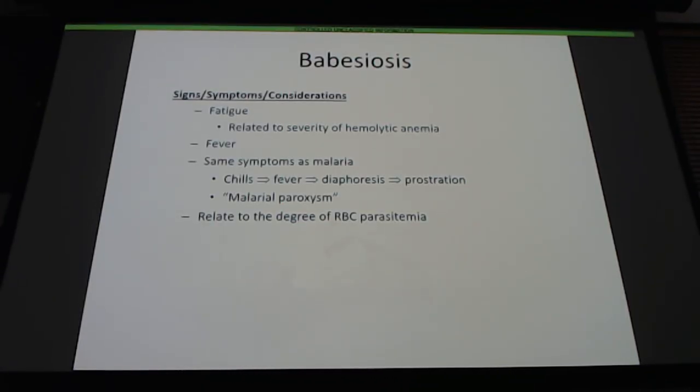All right, so symptoms: fatigue related to severity of hemolytic anemia. Depending upon how many red blood cells are ruptured, you may end up with fever, chills, diaphoresis, prostration. And that's based on the parasitemia, how many red blood cells are actually affected. You guys remember what prostration is? That just refers to a state of being extremely weak or exhausted. That's all that means.